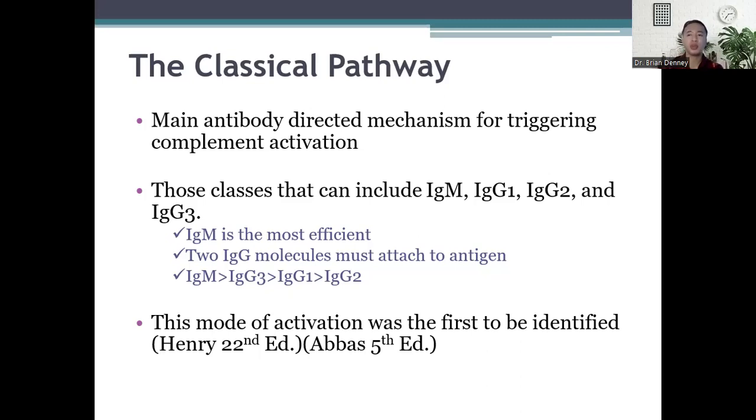Whereas you need at least two IgG molecules to activate the classical complement pathway. So, in order of efficacy, IgM is the most efficient, followed by the different subtypes of IgG molecules. IgM is followed by IgG3, IgG1, and then IgG2, with decreasing efficacy in activating your complement classical pathway.